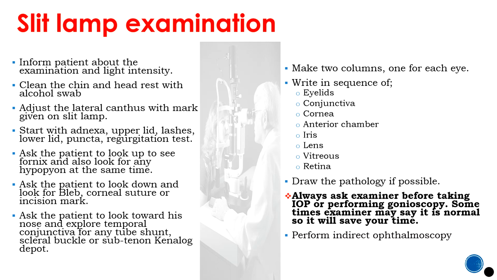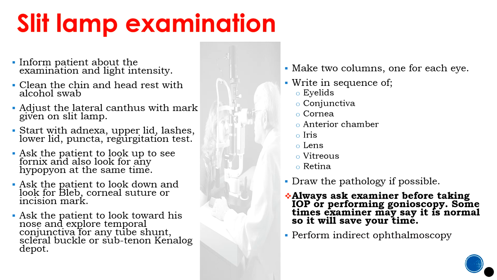Ask the patient to look up. When you do this, just see the conjunctival fornix and also look for any hypopyon at the same time. When you ask the patient to look down, then you should look for the bleb, corneal sutures or incision mark. Then ask the patient to look toward his nose and explore the temporal conjunctiva. There could be a hidden tube shunt, scleral buckle or subtenon Kenalog depot injection.